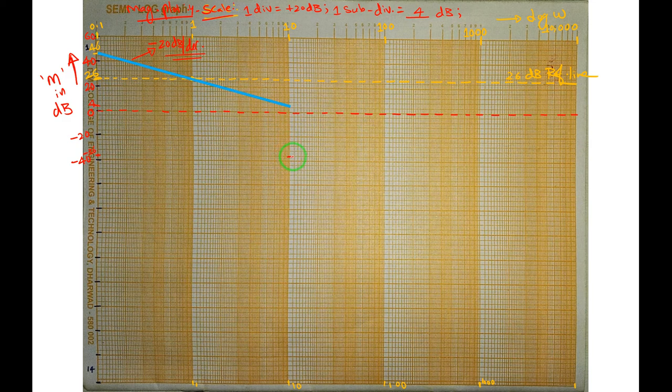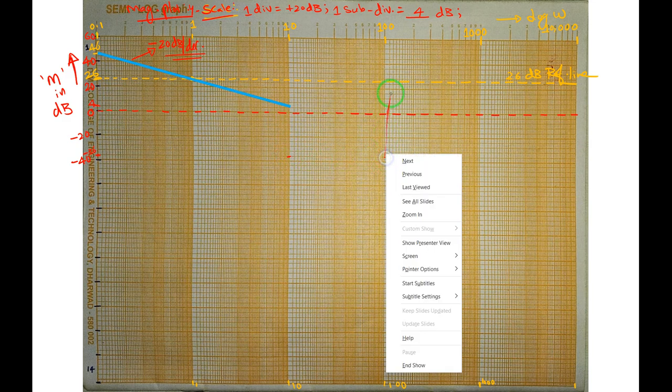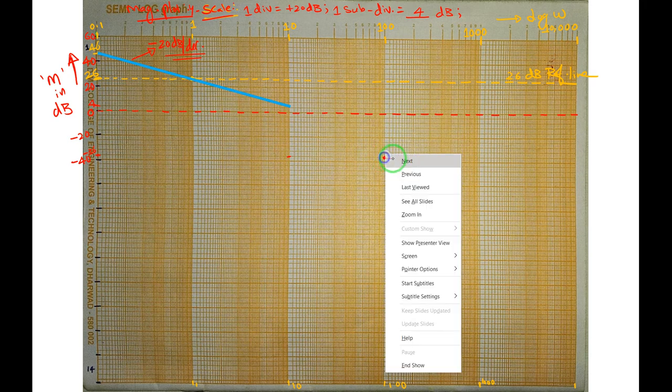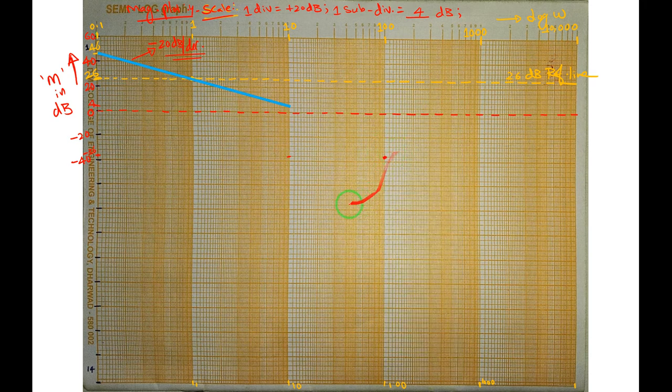Now I am at 10. I will go to 100 for 1 decade. So this is 100, 1 decade. This is 100, right? So let me mark the same thing, minus 36. Now from here to here, I will join it like this. Now the slope will be minus 40 dB per decade, because what is the slope here? If I read at this point, minus 36, now it has stopped here, plus 4, right? Minus 36 minus 4, minus 40 dB per decade slope, right?